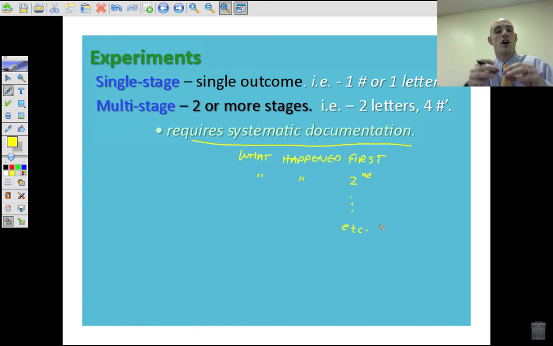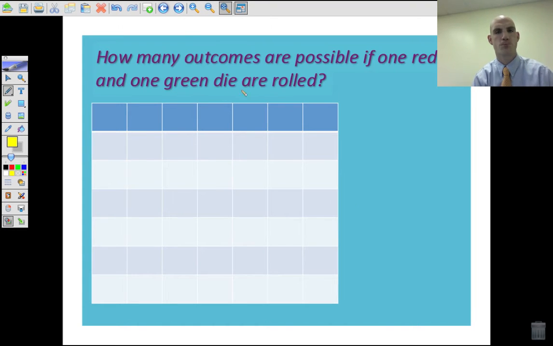Okay? Statistics is about keeping track of the things that are going on. And so that's what we're doing here. We're systematically documenting what is happening. Okay? So you're going to need to learn how to use charts. You're going to need to learn how to use graphs, things like that. Okay? Let's look at an example of a single stage or multi-stage experiment.